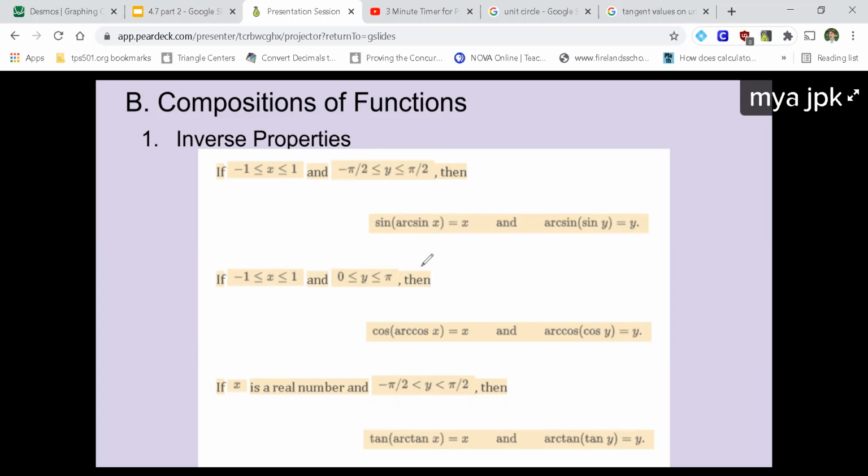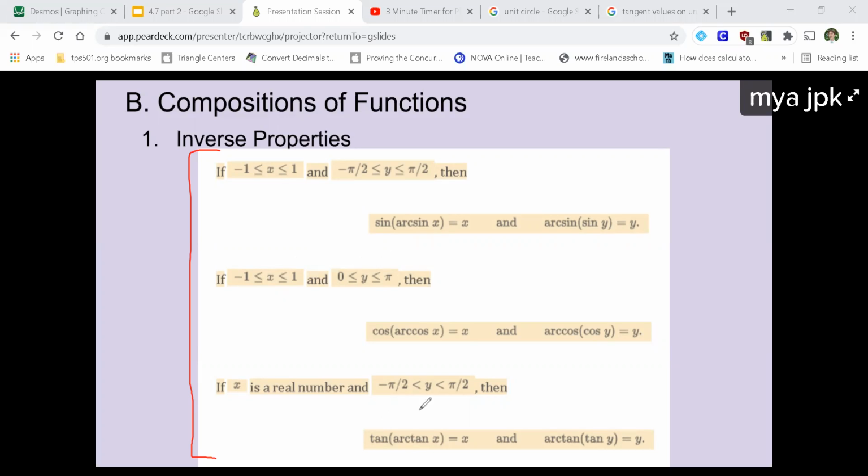So what you will need to do is copy down this whole thing, because that same idea applies to cosine and tangent. Cosine and arc cosine only cancel out if it's in the domain and range of arc cosine. And remember, the range of arc cosine is 0 to pi.